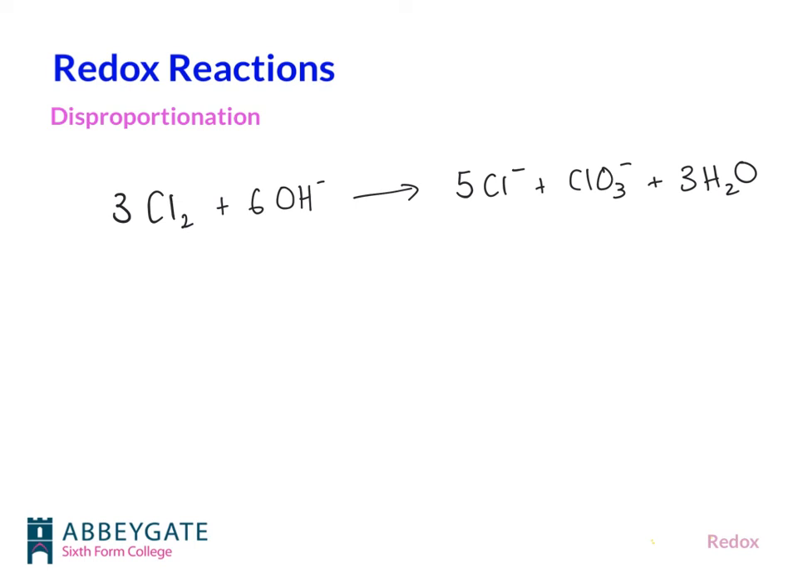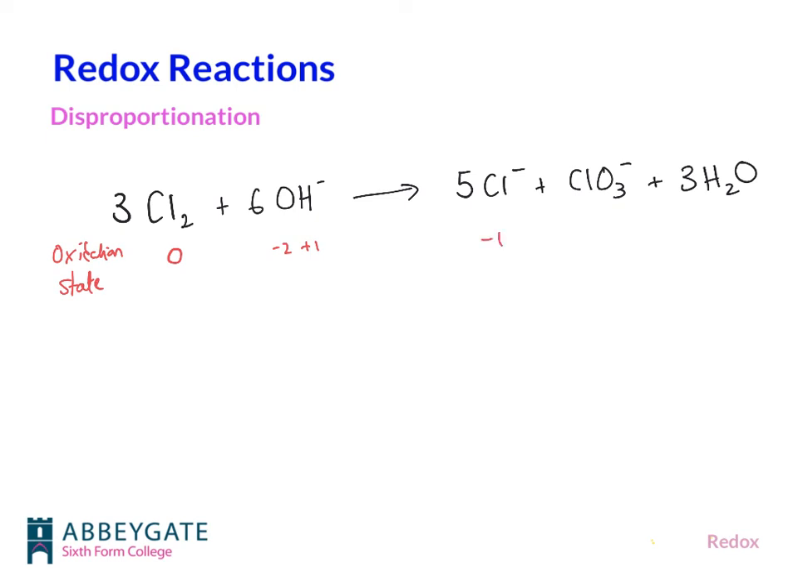Now, if we have a look at the oxidation state of everything that's involved, we should be able to see the pattern. So chlorine as elemental chlorine, let's write this at the start, oxidation state, it's oxidation state 0. In the hydroxide, we know that the oxygen is -2 and the hydrogen is +1. And then in the chlorides, we've got -1.